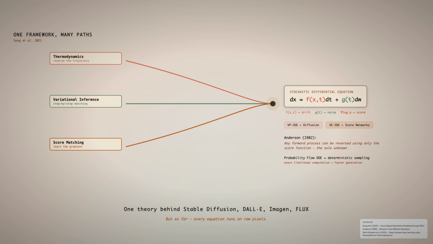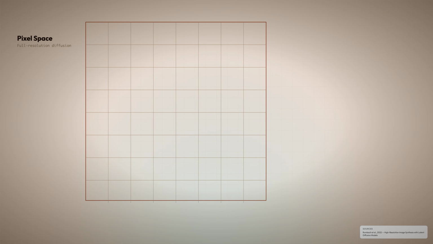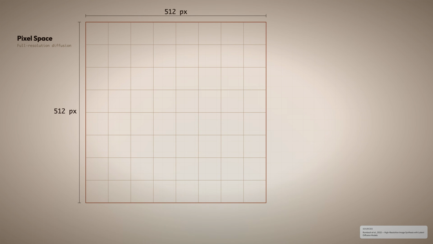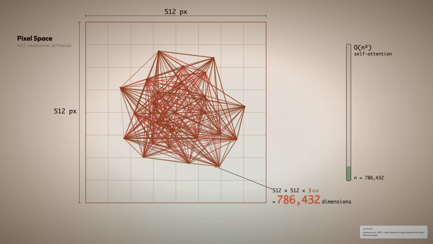But so far, every equation runs on raw pixels. There's an engineering wall. A 512 by 512 color image means 786,432 dimensions. Self-attention at that scale: quadratic. Training costs hundreds of GPU days.